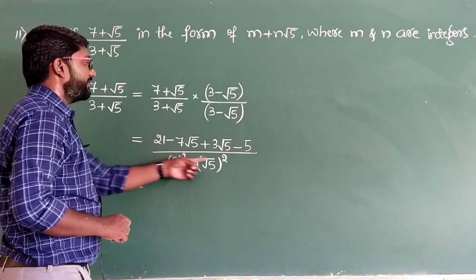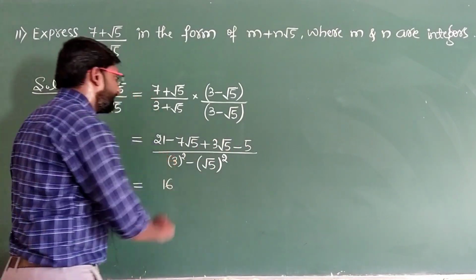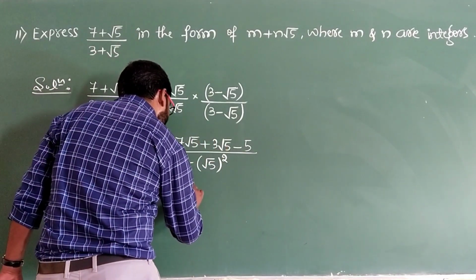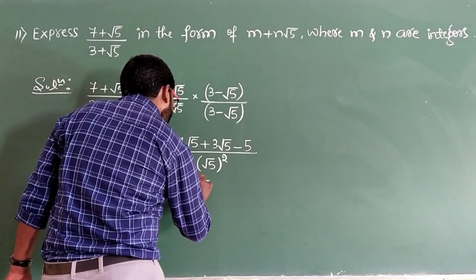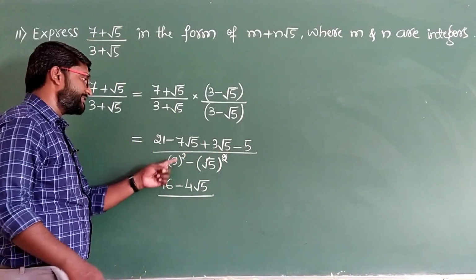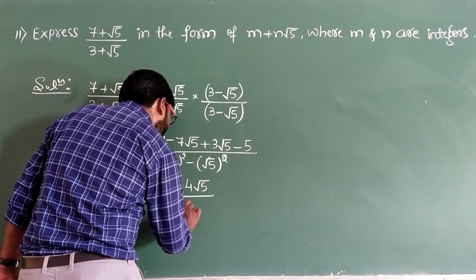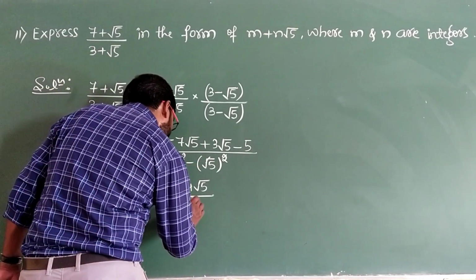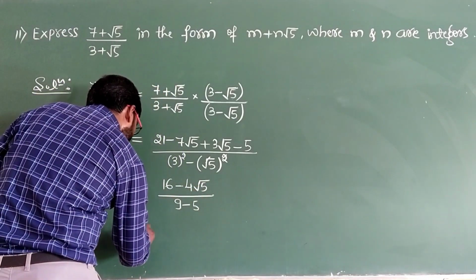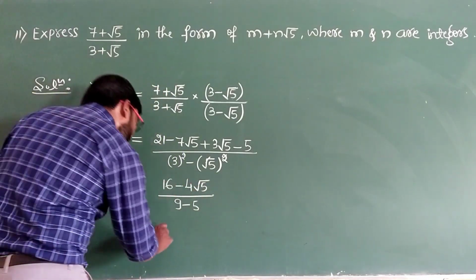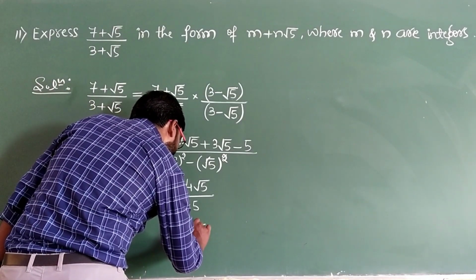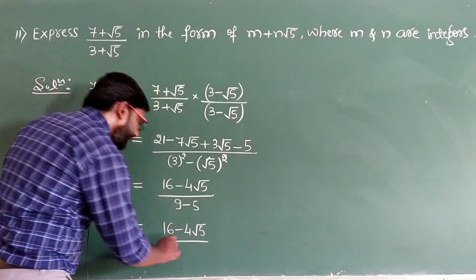Here 21 minus 5 will be 16, and then minus 7 times root 5 plus 3 times root 5 will be minus 4 times root 5, then the whole divided by, square and root get cancelled, 3 square is 9, then minus 5. So now in the next step, 16 minus 4 root 5 as it is, then divided by 9 minus 5, it is 4.